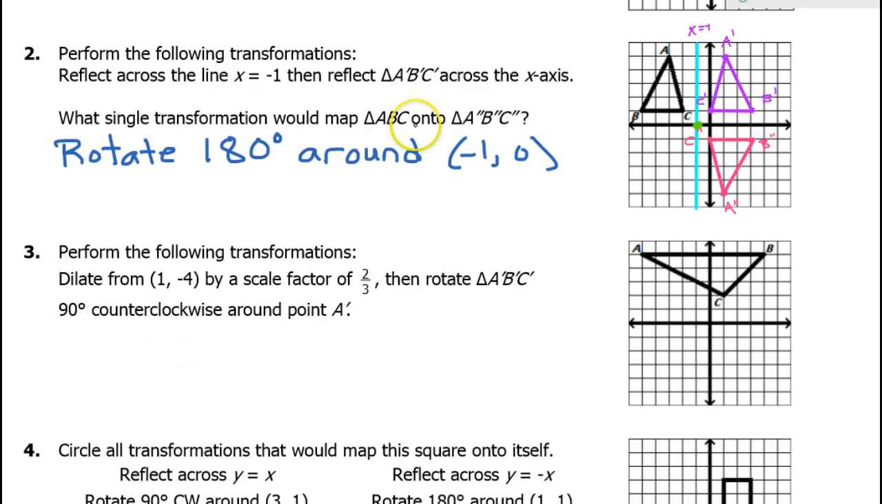So if you want to map ABC onto A double prime, B double prime, C double prime, you rotate 180 degrees around the point -1, 0.